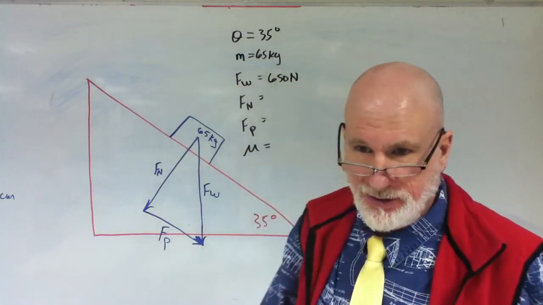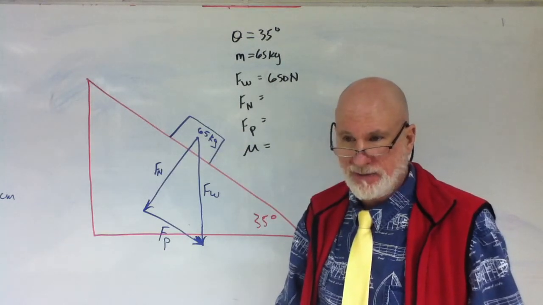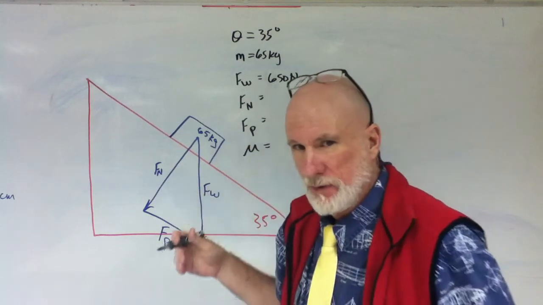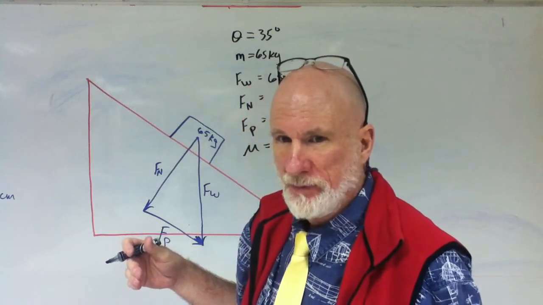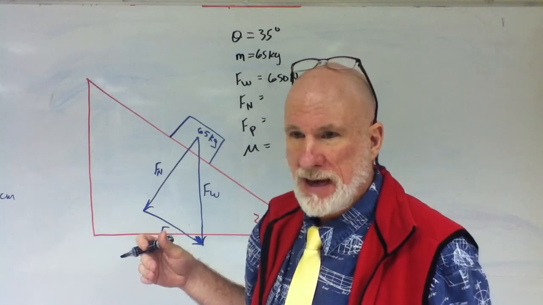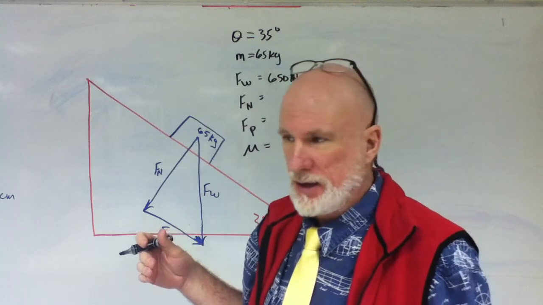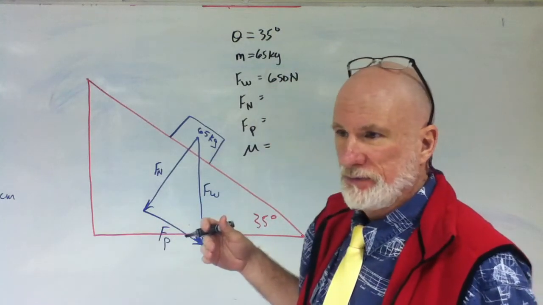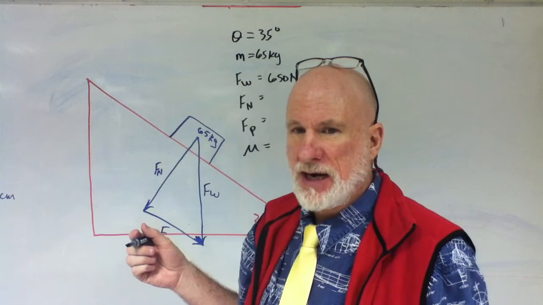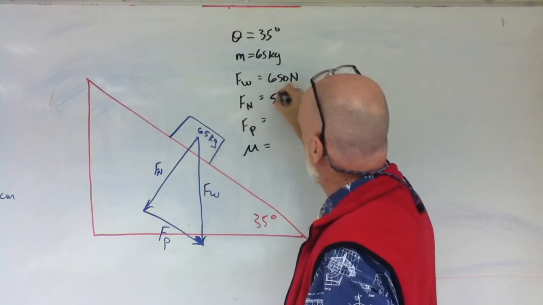So what's FN going to be? It's going to be 650 times cosine 35, right? So what's that going to be? You've got to be able to do the trig very quickly. 275? I need one answer. Is that right? Cosine 35 times 650. What do we get? All right, 532. Omar, is your calculator set on radians or degrees? It's 532, so FN is 532 newtons.